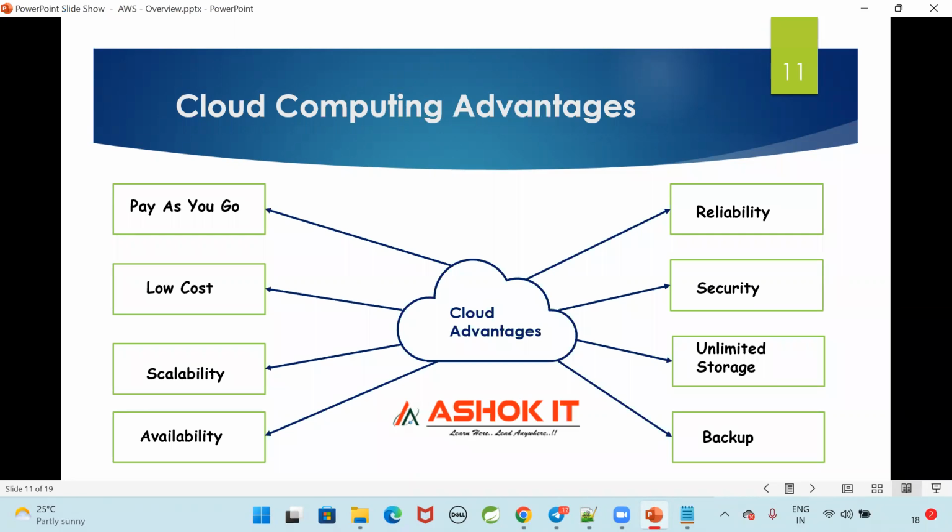What are the cloud computing advantages? Pay as you go, low cost, scalability, availability, reliability, security, unlimited storage, and backup. Unlimited storage and backup will be available.